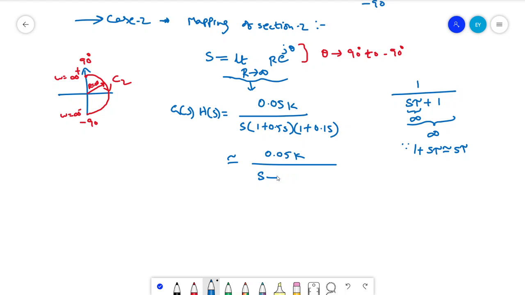It's multiplication, right? 0.5 s into 0.1 s. So 0.5 into 0.1 will be 0.05. That is k by s cube. Okay, apply this limit to that. Apply limit s tends to infinity. Apply this function to that. S equal to limit r tends to infinity r into e power j theta.